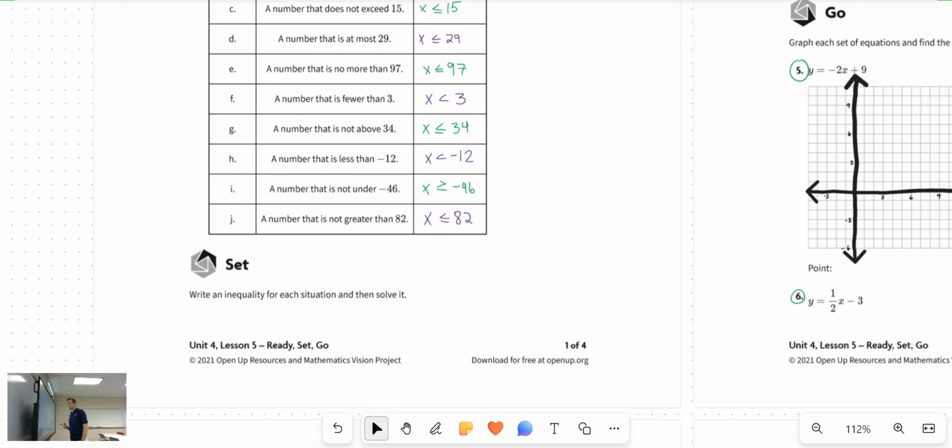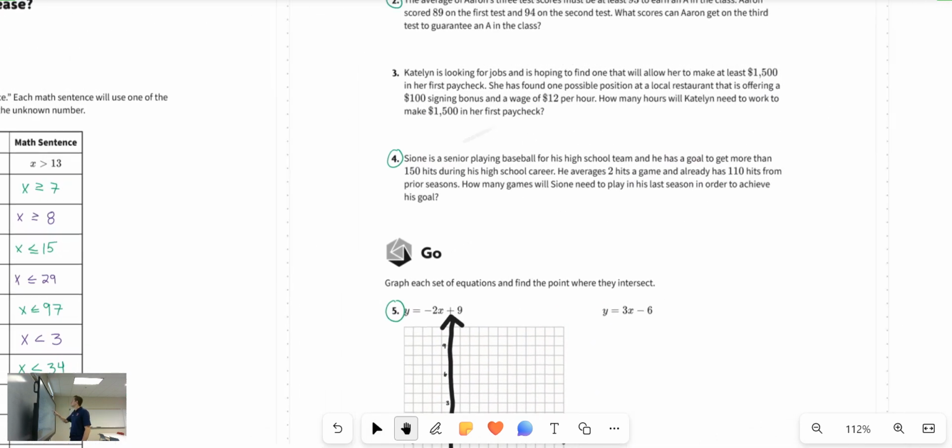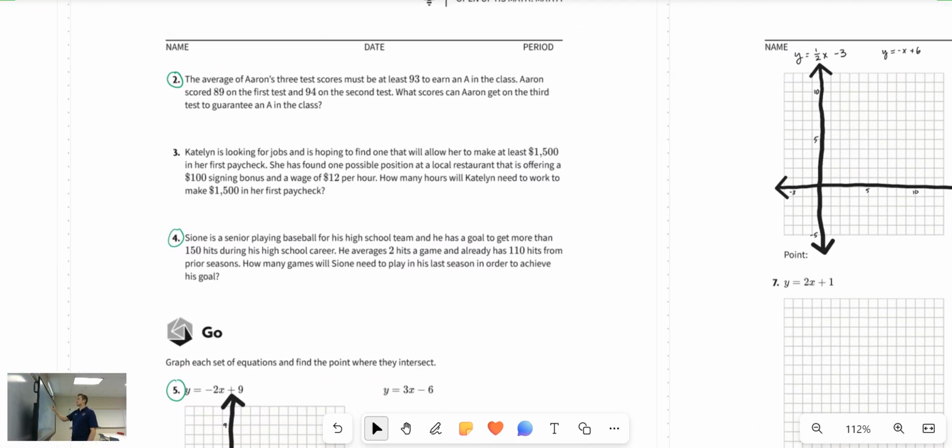All right, and that should be the entire first section complete. All right, our instructions for the set are to write an inequality for each situation and then solve it. So we're writing an inequality and then solving it. All right, let's see.